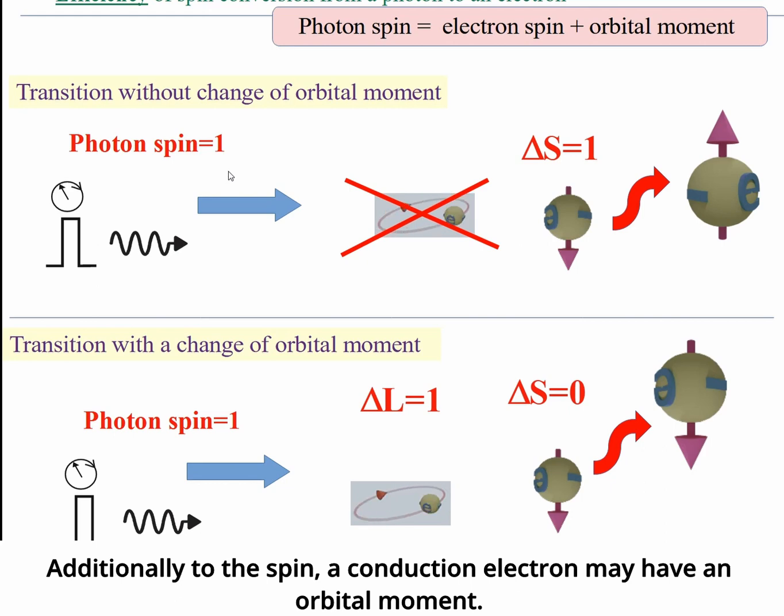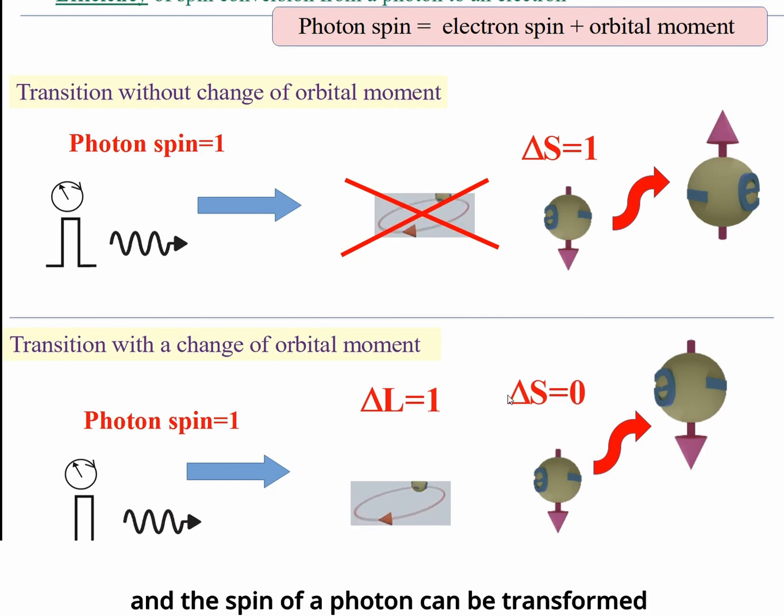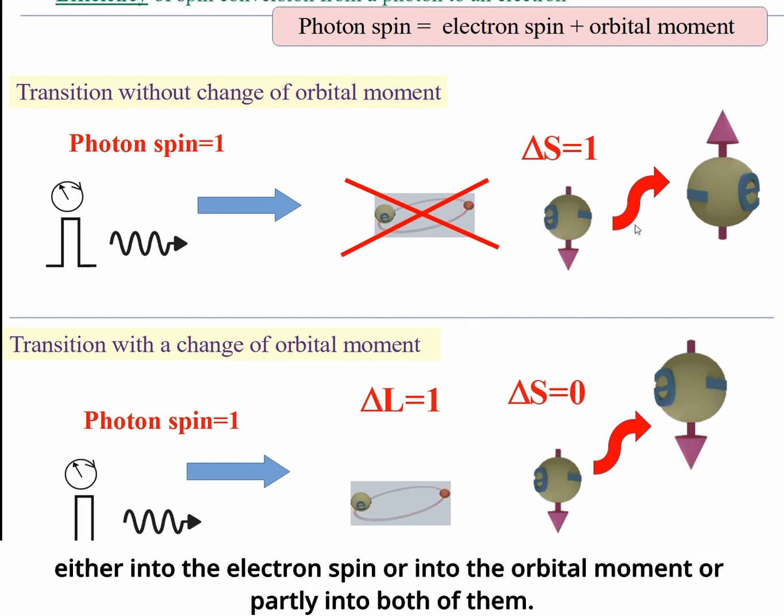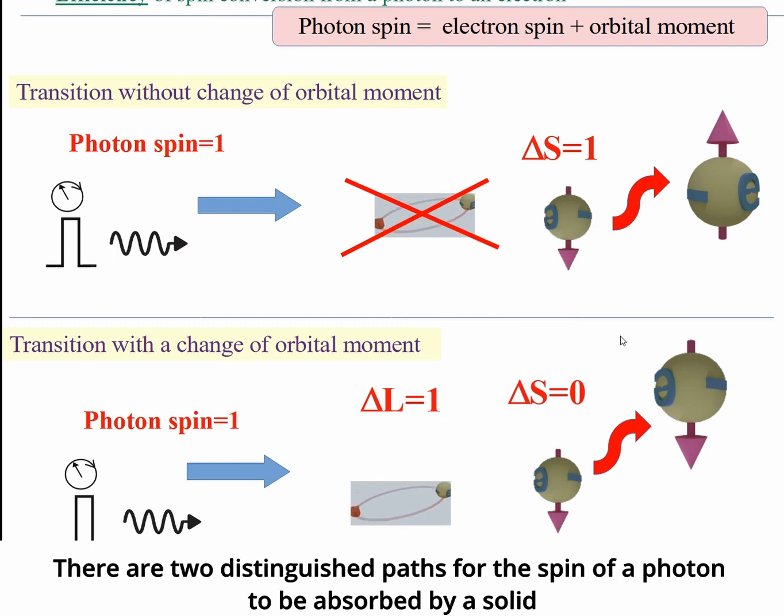Additionally to the spin, a conduction electron may have an orbital moment, and the spin of the photon can be transformed either into the electron spin or into the orbital moment, or partly in both of them. There are two distinguished paths for the spin of the photon to be absorbed by a solid.